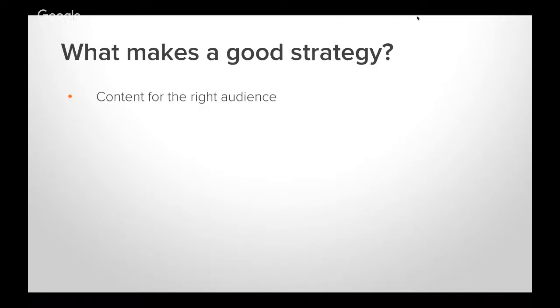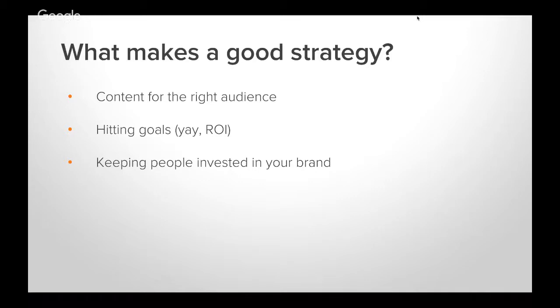Firstly, we're creating content for the right audience, not just the general audience, but the right audience. Two is that we're hitting goals. Everybody wants either ROI or progress, probably both, but hitting goals is really important when we're thinking about a good strategy. And keeping people invested in our brand is another reason that we use social media. We want to keep people coming back. We want to keep people excited about who we are as a brand. And so creating a good strategy is going to make sure that it hits on all of those points.